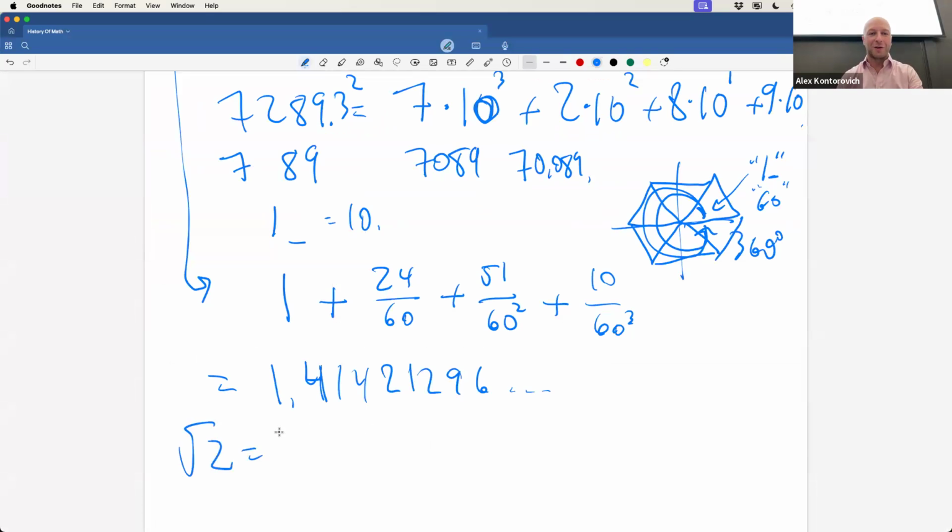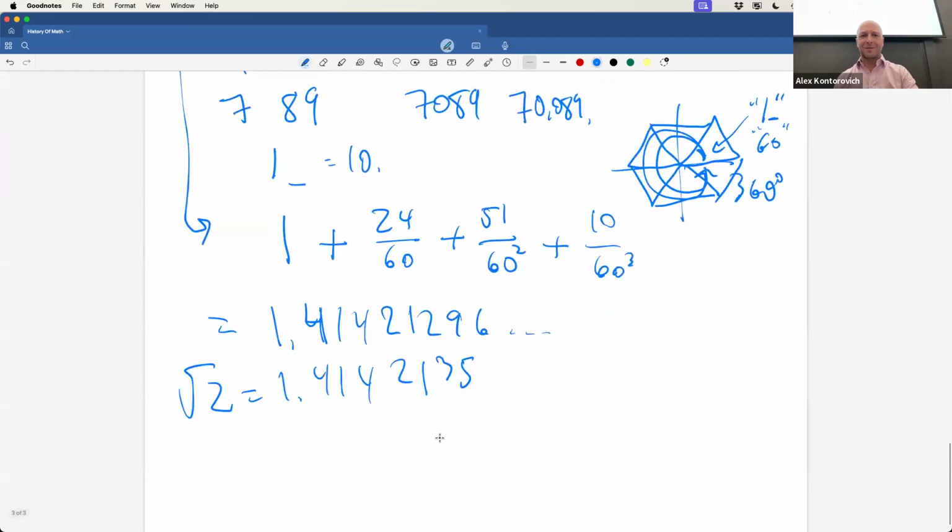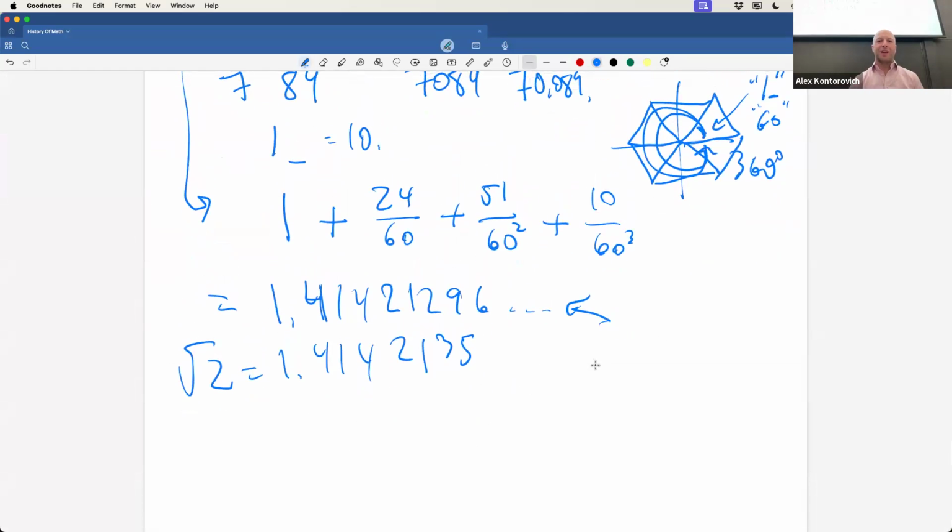So notice that the square root of 2 is 1.414213. We're off in the 100,000th or millionth place. So this number agrees with this number. So these two agree to a precision of 1 over 10 to the 6 on that order. This is why I consider this mathematics and not engineering.